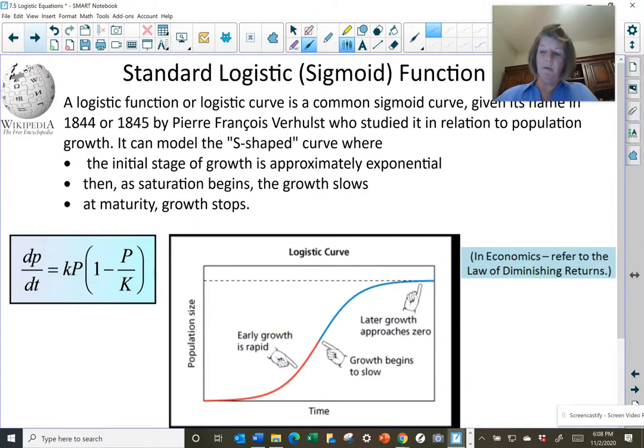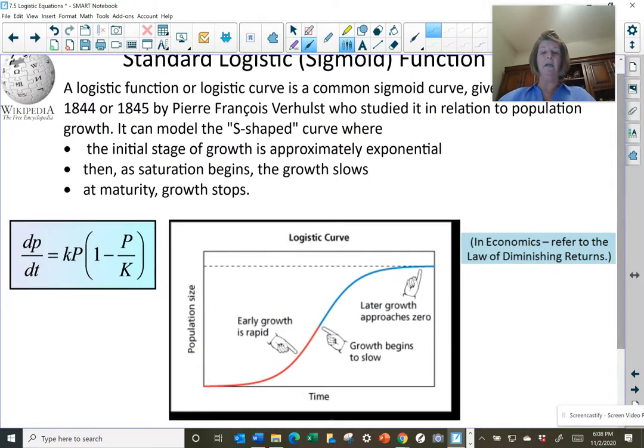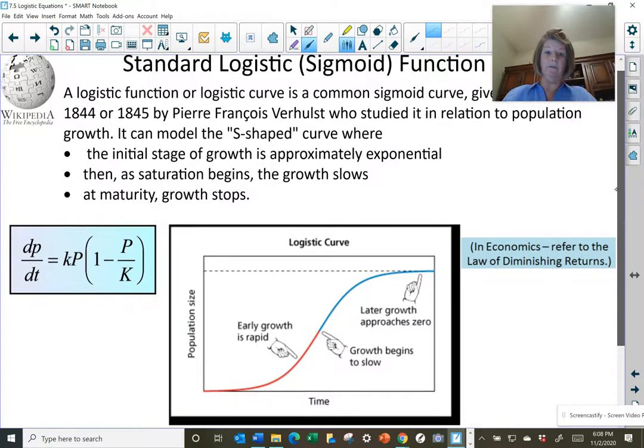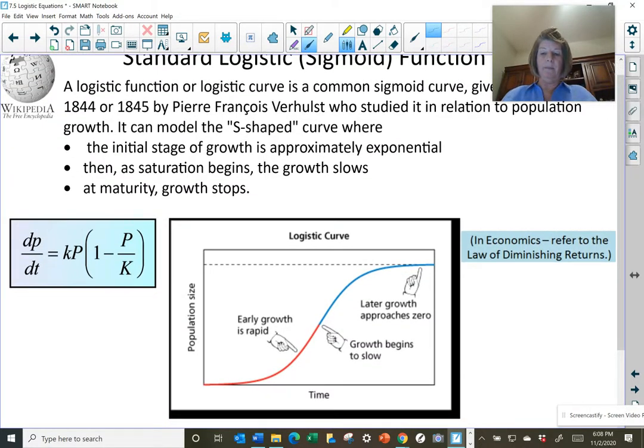So now what we'd like to do is introduce the fact that there's this logistics curve. The logistics curve is a common sigmoid curve given its name in 1844 by a person, looks like a French person, who studied it in relation to the population growth. And you can see how it is this S-shaped curve where the initial stage of growth is approximately exponential. And that would be the red line that we see, right? And if it were to continue, you could see how that would look like exponential growth.